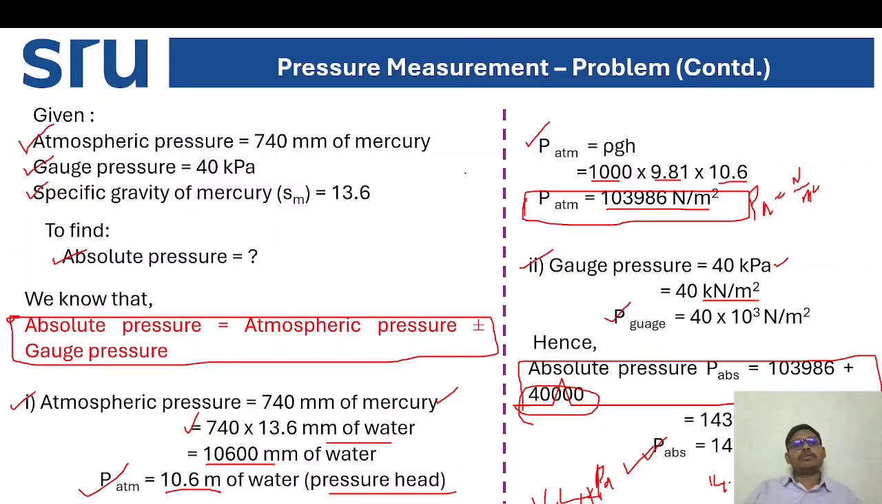And we have seen one problem: 740 mm of mercury is given, 40 kilonewtons gauge pressure is given, and 13.6 specific gravity is given. The atmosphere is 740 mm of mercury times 13.6 to convert to water, and then you will get 10.06 meters of water. Then P atmosphere equals rho g h, 1000 into 9.81 into 10.06, so we will get one value. Then gauge pressure is 40 kilonewtons, so just add it. Absolute pressure equals atmospheric pressure plus gauge pressure, and then we will get 14.4.